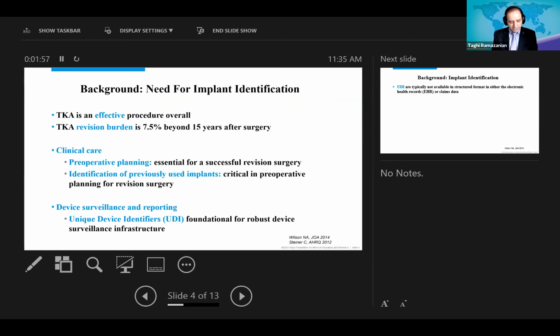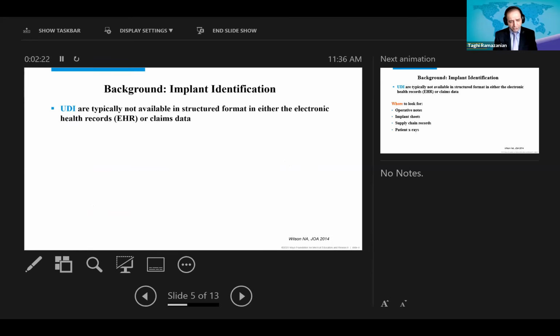When we decide to do a revision surgery, we as orthopedic surgeons actually prepare ourselves for a complex surgery. A critical part of the preoperative planning is identifying previously used implants, and this is not an easy task. And apart from clinical care, implant identification is essential for device surveillance and reporting. Unfortunately, UDI are typically not available in structured format in either the electronic health records or claims data.